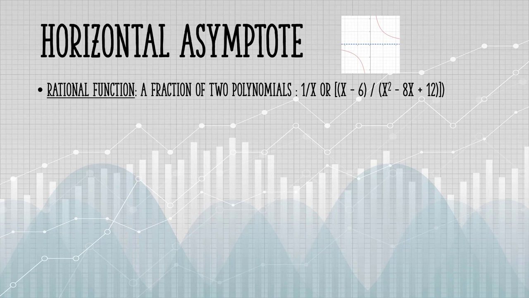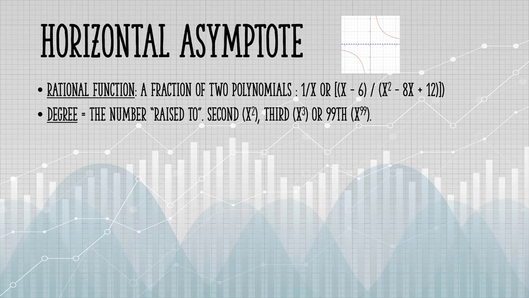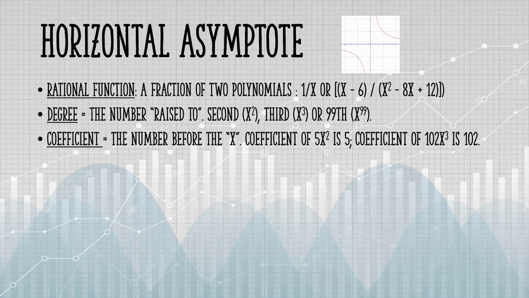In order to find a horizontal asymptote for a rational function, let's go over a few terms first. A rational function is a fraction of two polynomials, like 1 over x, or x minus 6 over x squared minus 8x plus 12. The degree of the polynomial is the highest power the variable is raised to. For example, this is a second degree polynomial because it's raised to the second power. If we had x cubed, that would be a third degree, or x to the 99 would be a 99th degree. The coefficient is the number before the x.